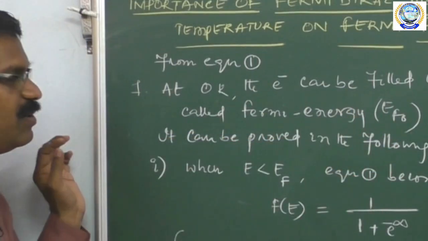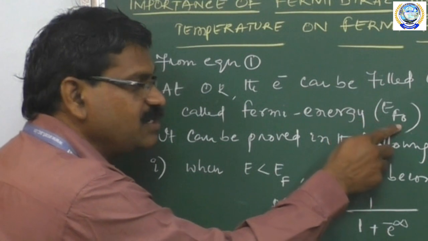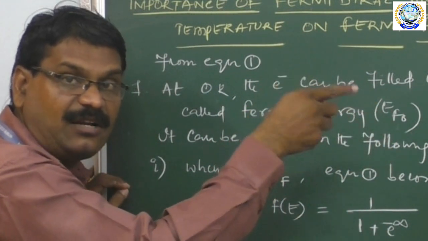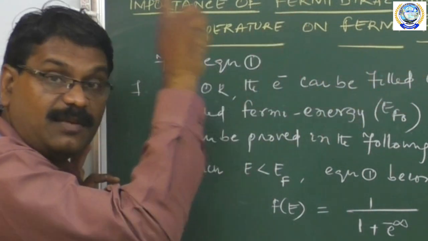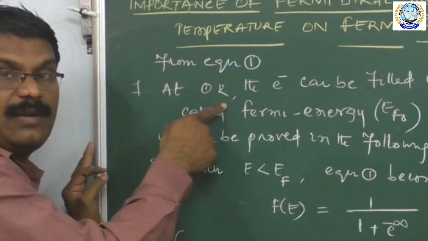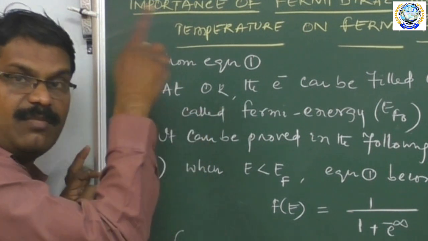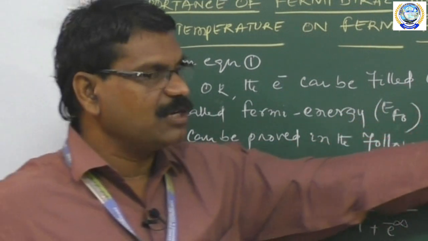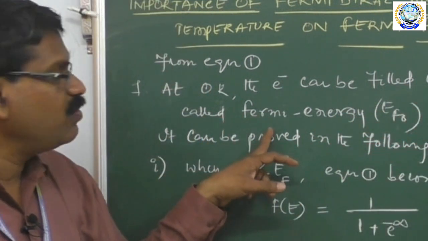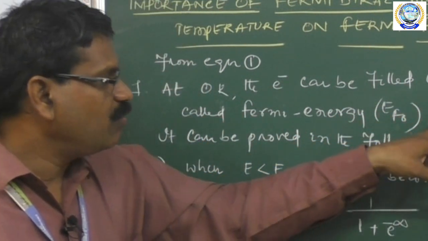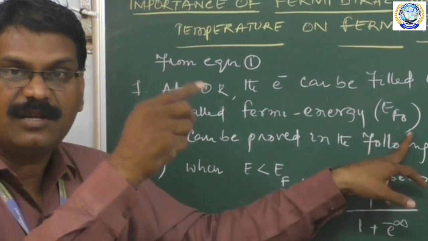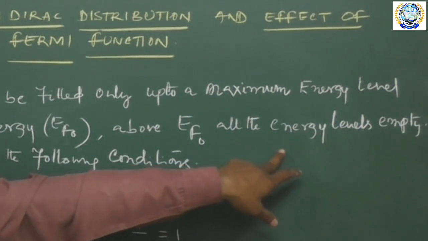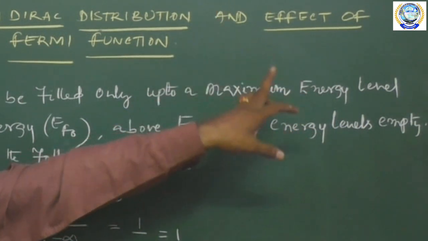So my dear students, this EF0 is one of the symbolic notations of the Fermi energy level at 0 kelvin. That is representing the absolute temperature. This kelvin is called absolute temperature. So at 0 kelvin, the electrons can be filled only up to a maximum energy level, that is called Fermi energy. Therefore, EF0 is called the Fermi energy level at 0 kelvin. Above EF0, all the energy states are empty states. That is the point to remember here.